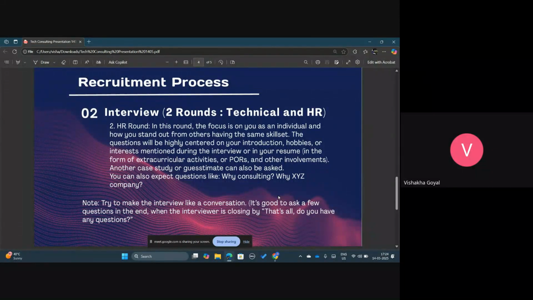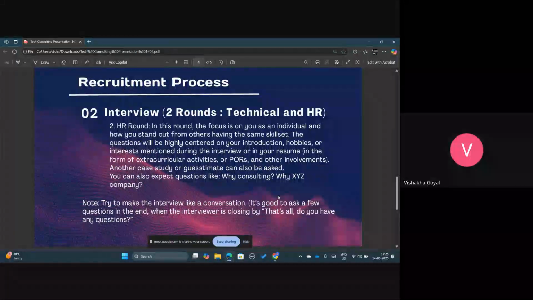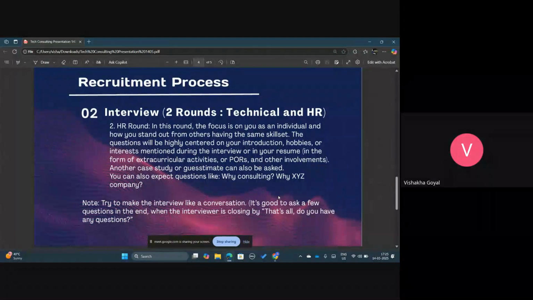And if time permits, they can ask you another case study. You can expect questions like, why do you want to join consulting, or, since you're doing engineering, why are you switching to consulting? Some sort of these questions, and even about the company, like how do you think our work environment is, why this company, why XYZ company, what have you heard about the company? These sorts of questions can also be expected.